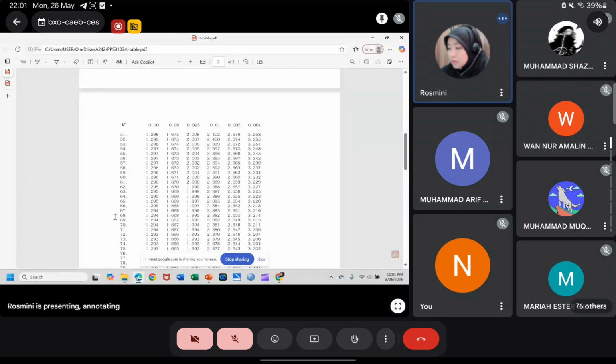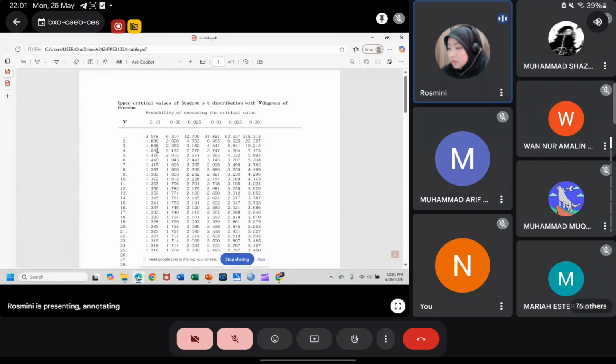This one here. So the critical values of the t distribution. This one here is what we call degrees of freedom, DF. I usually use DF, and this one is V. Okay, so DF, degrees of freedom. So degrees of freedom is N minus 1.